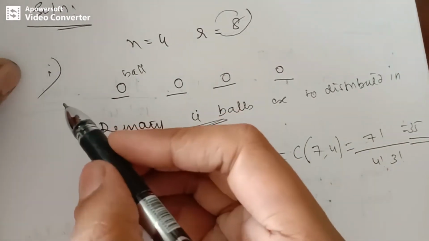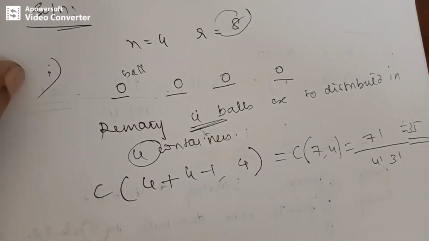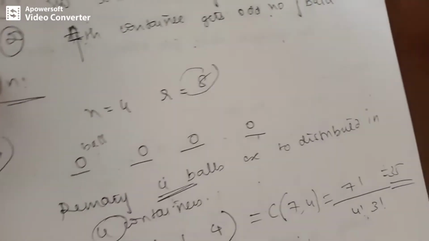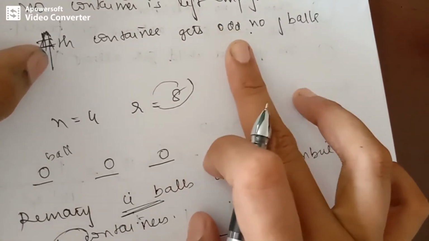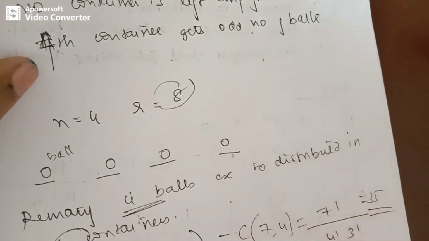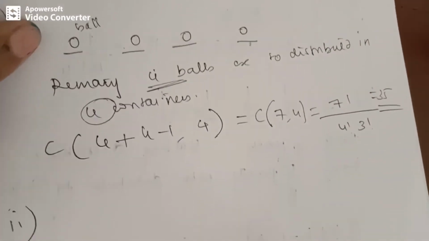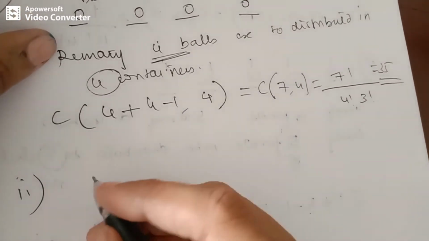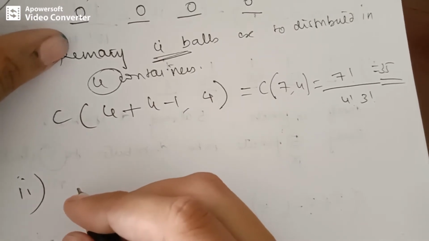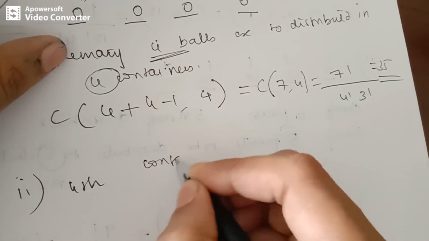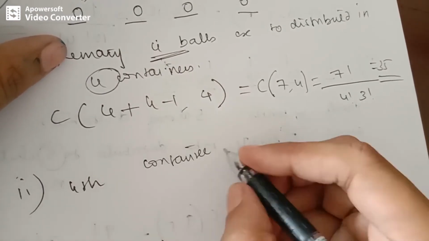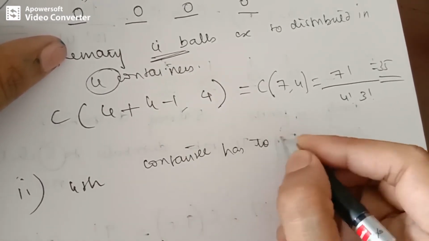So this is the answer to the first sub question. In the second sub question, what we have is the 4th container gets an odd number of balls. Okay, the 4th container gets an odd number of balls. So how can we get this criteria?